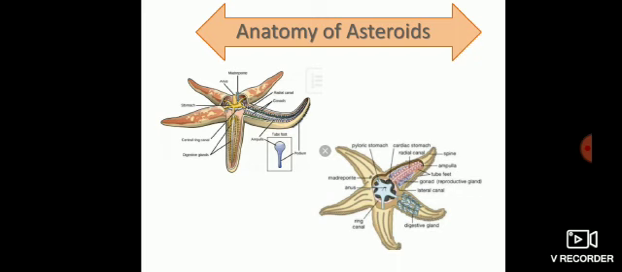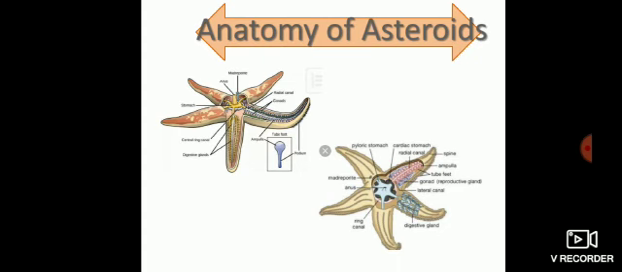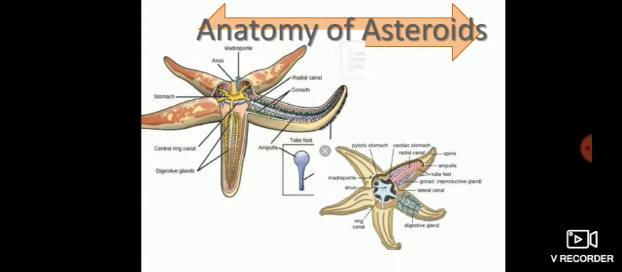Next is the anatomy of asteroids, or the members of Asteroidea like starfishes. The internal structure of starfish is described here below. This diagram shows some of the structures we have studied here. First is the madreporite. The madreporite is the calcareous opening which is used to filter the water for the water vascular system. The other structure present is the tube feet.